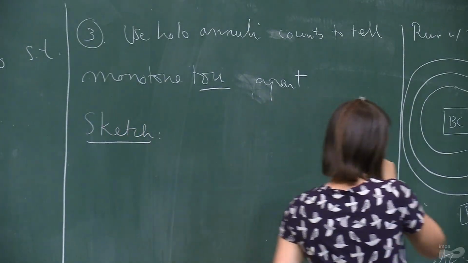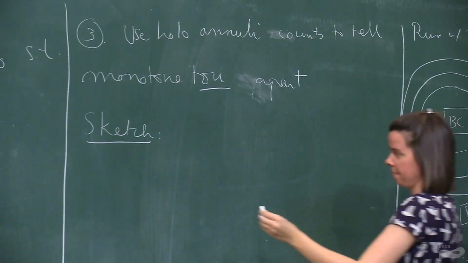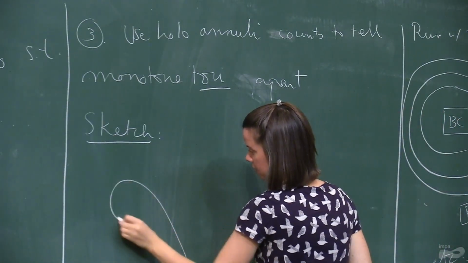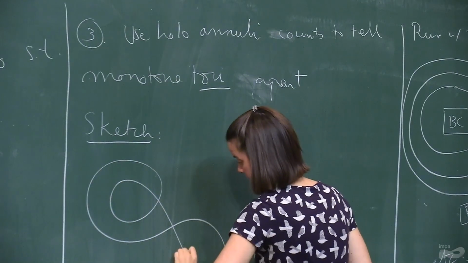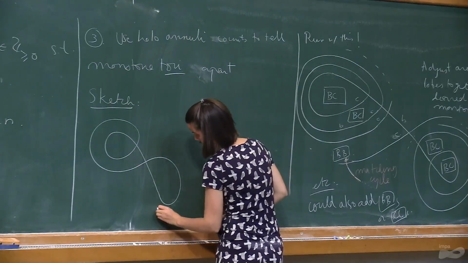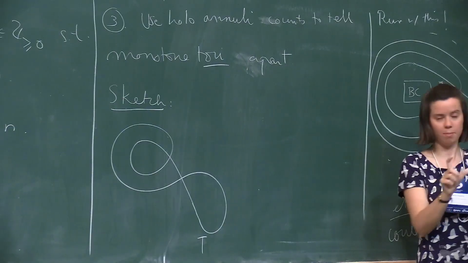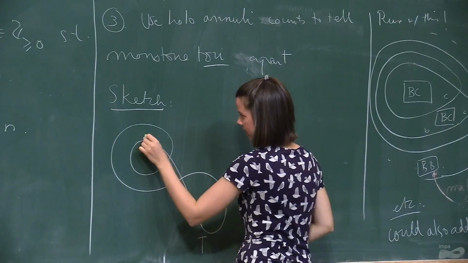So, the sketch idea is, suppose you start with a given torus, fibered over this, so this guy is T, then I can pick a small displacement in the monotone direction, and I'm going to call that T prime.